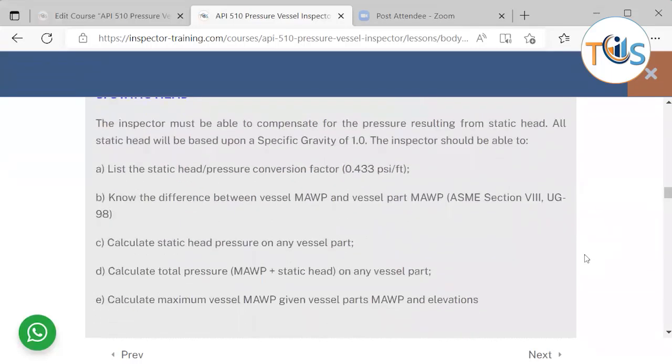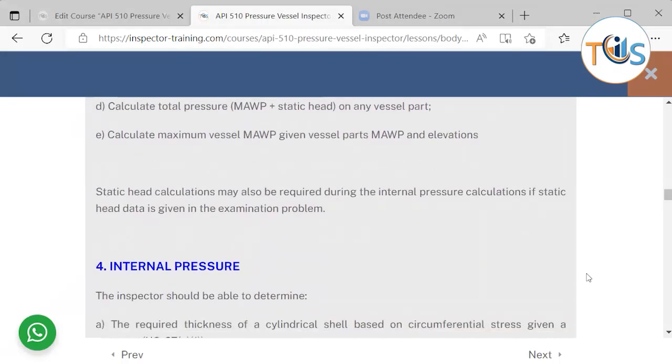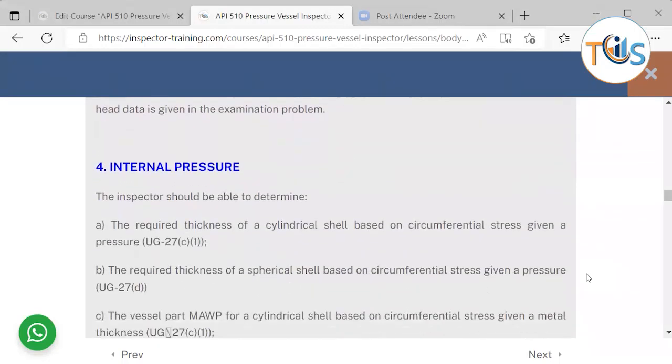You should know about the static head, and based on water with a specific gravity of 1, for each foot you have a 0.433 psi increase in pressure. So if the pressure at the top of the vessel, for example, is X, and the height of the vessel is say 10 feet, then you shall have 10 times 0.433 extra pressure because of the static head at the bottom of the vessel. So the total pressure would be the static head plus the maximum allowable working pressure at the top. So you should be able to do this simple calculation.